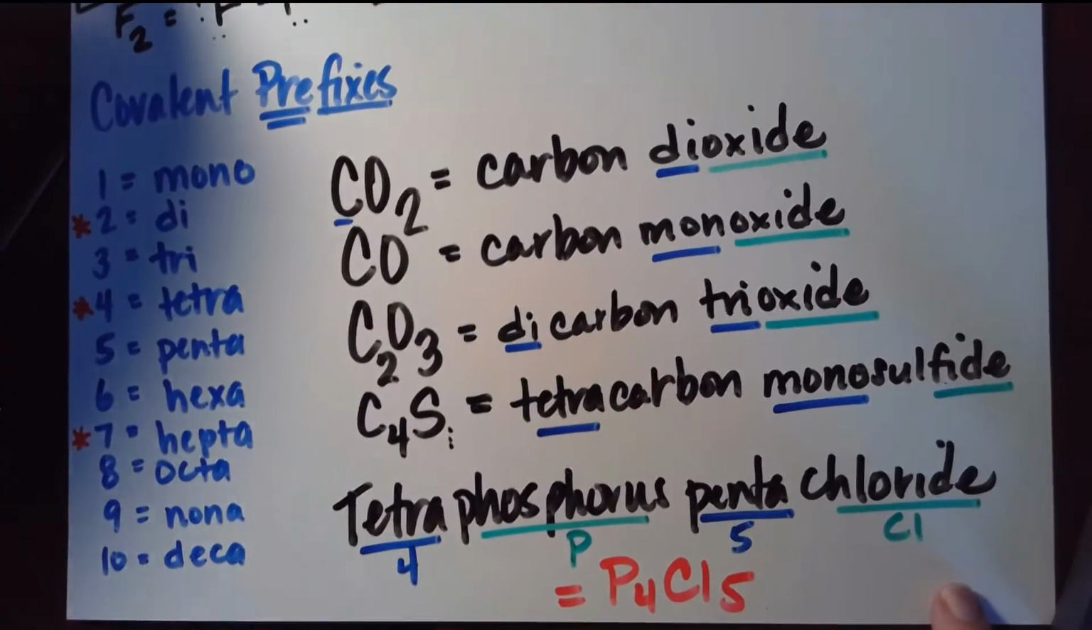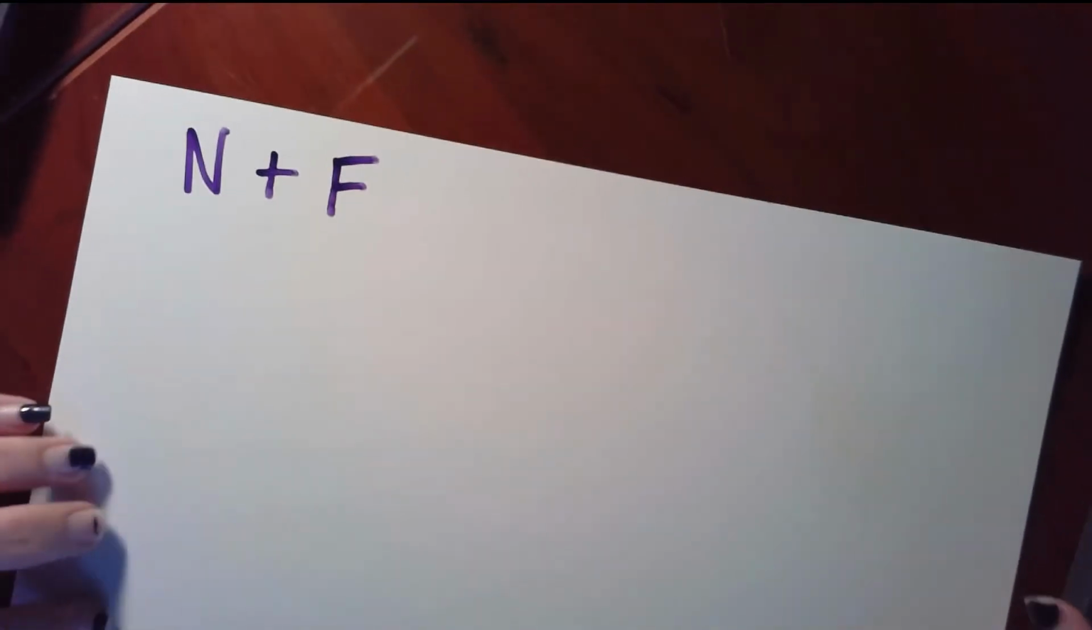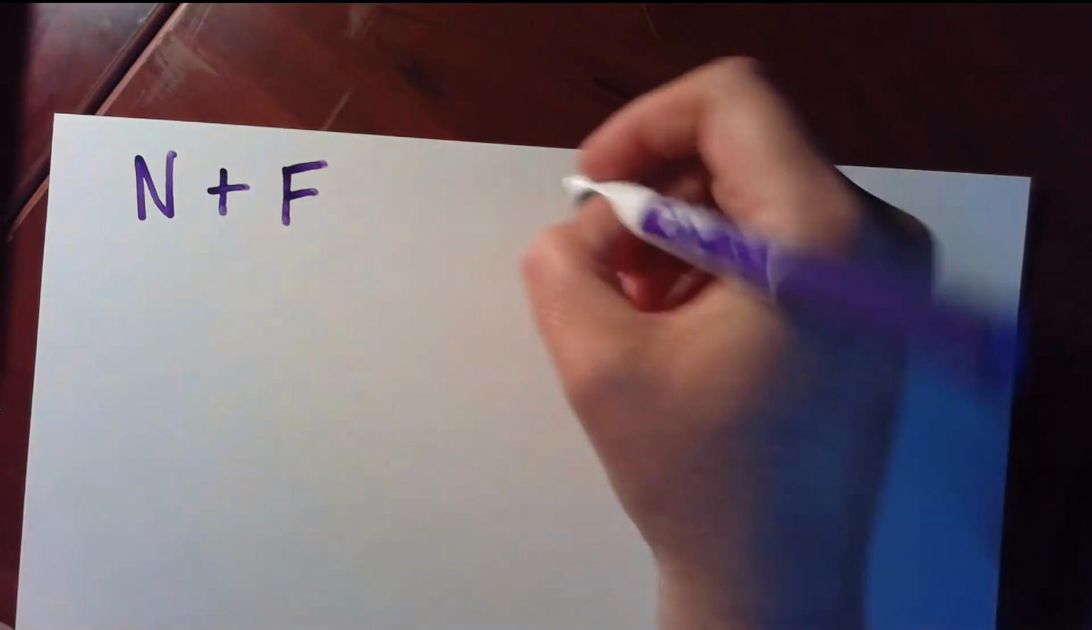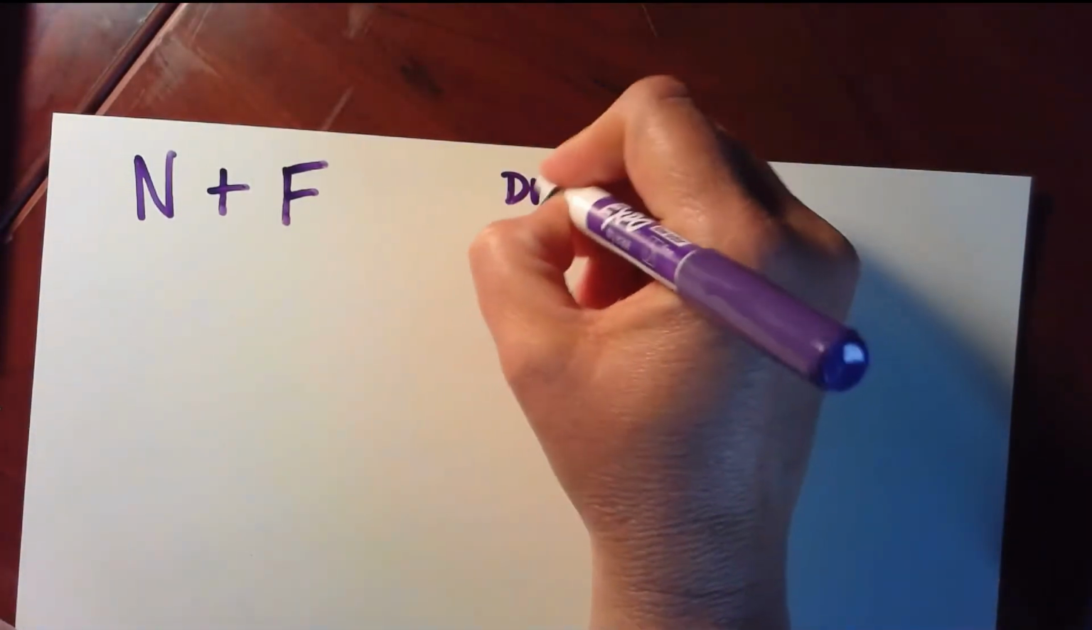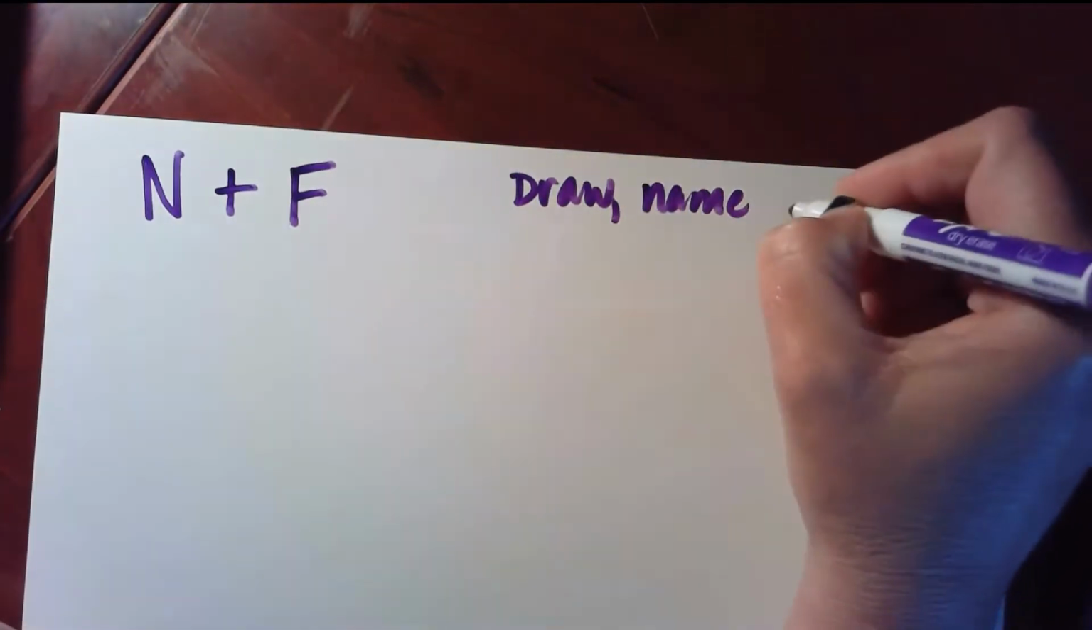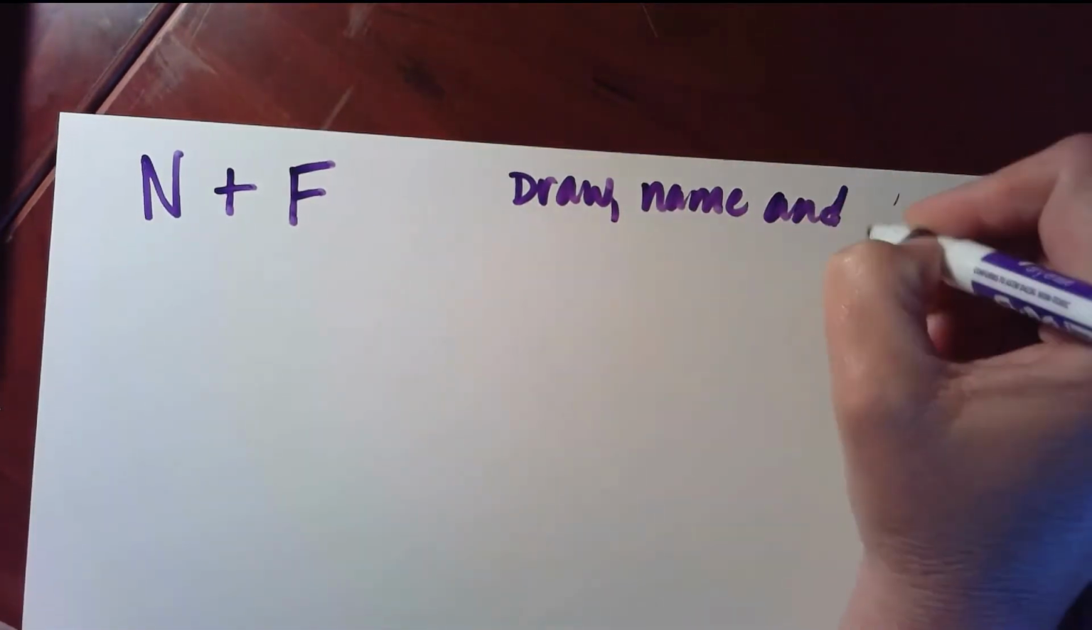Okay, so now let's go from the beginning to the end. So for example, if I gave you 2 elements, N and F, what would they look like if we were to name these and put these into a drawing and write the formula. So I'm going to want you to draw, name, and write the formula.